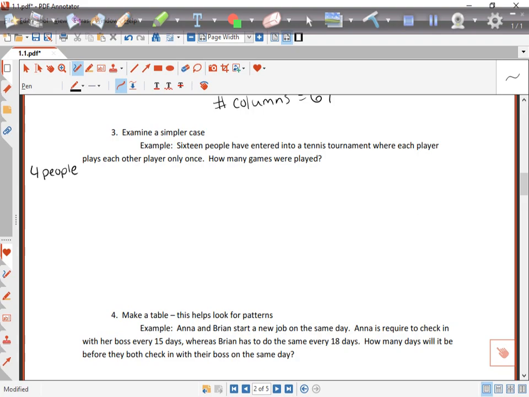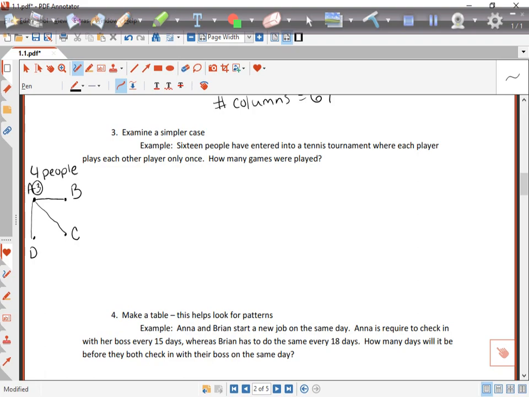And just to make it easier, I'm going to call them person A, person B, person C, and person D. Okay, so we start off with person A. Person A is going to play person B, person C, and person D. They end up playing 3 games.